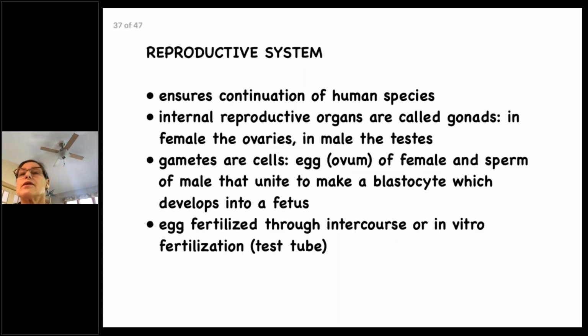Okay, the whole point of the reproductive system is to ensure the continuation of the human species. Our internal reproductive organs are called gonads, ovaries in the woman, testes in the male. The gametes are the name of the cells, the egg and the sperm. Okay, two ways for the egg to be fertilized: intercourse or in vitro fertilization, which is in a test tube.